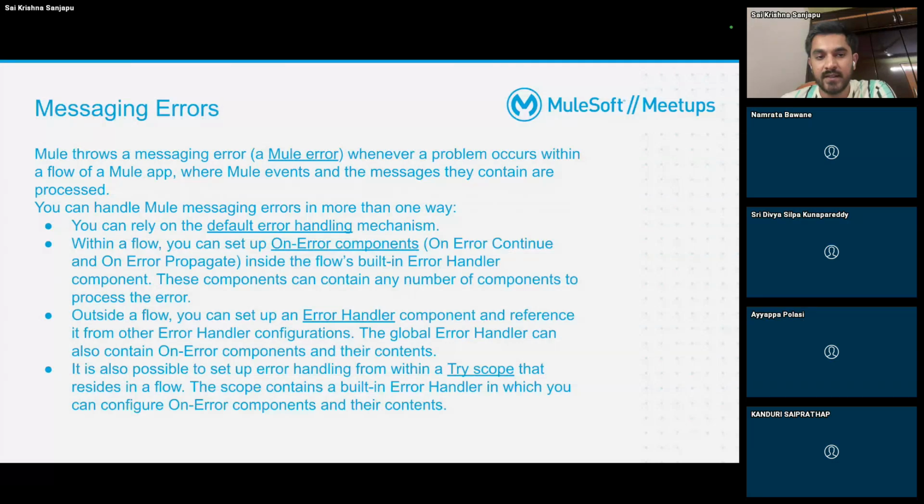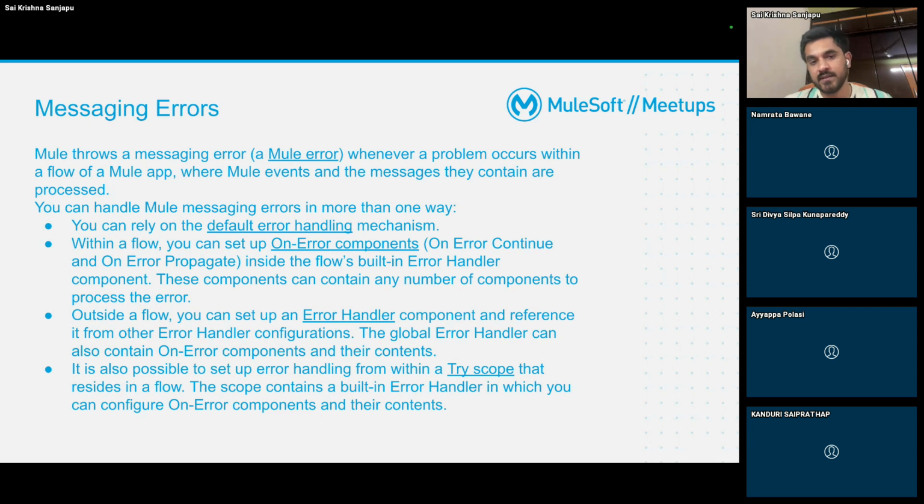We have two things. System errors are at the system level. Messaging errors are all about what we do in the daily course of our development activities. So we have different concepts here in messaging errors to tackle them. The components you will use in messaging to tackle messaging errors are try catch, error, on error continue, propagate, and default error handling for global exception handling. We'll see them all one by one in the next slides and the demo.